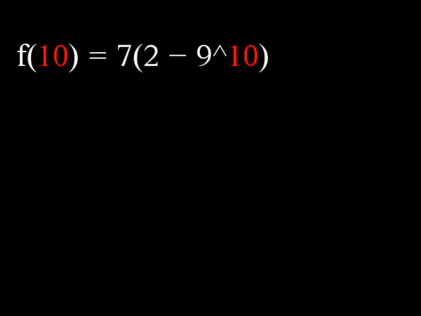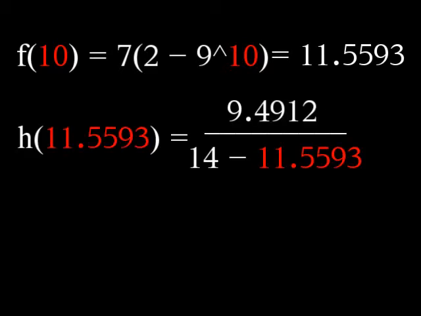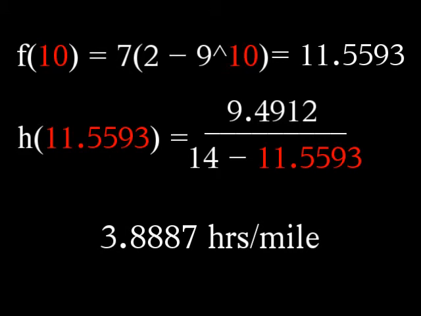What we are going to do is substitute 10 for x in the original equation, which is y equals 7 times 2 minus 0.9 to the x. After finding the value of y equals 11.5593, substitute this value of y in the dx dy equation. This result should end up being 3.8887 hours per mile.